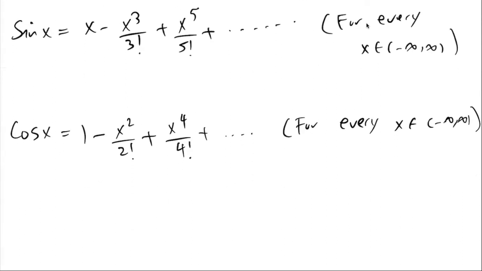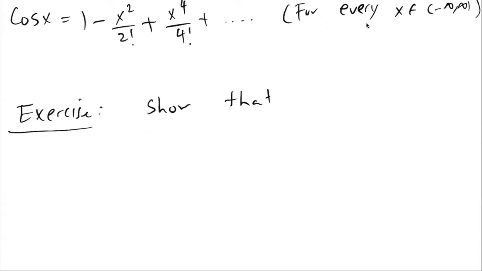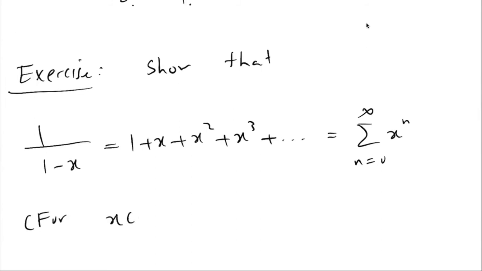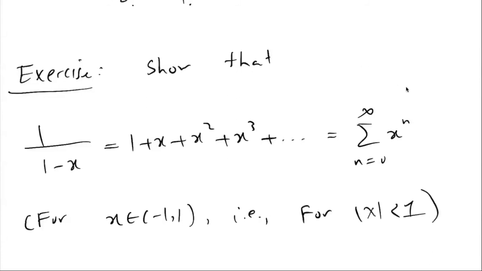And also, if we give another exercise, show that 1 over 1 minus x is equal to 1 plus x plus x squared plus x cubed, and so on, which can be written as sigma x to the power n from 0 to infinity. For which x values this time? For x between minus 1 and 1, meaning that for absolute value x less than 1, 1 over 1 minus x and this Taylor series are exactly equal to each other.